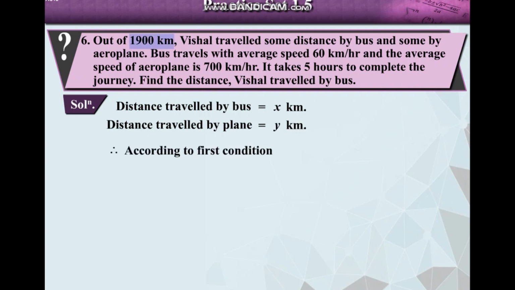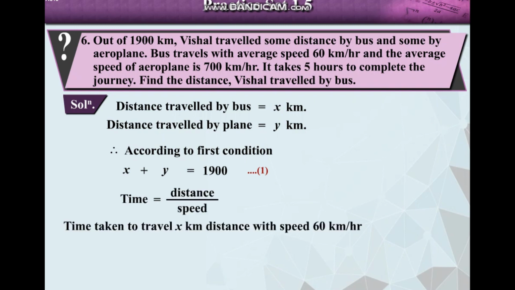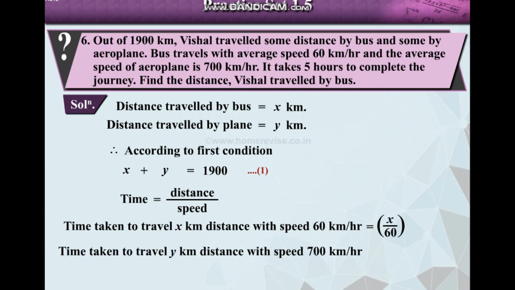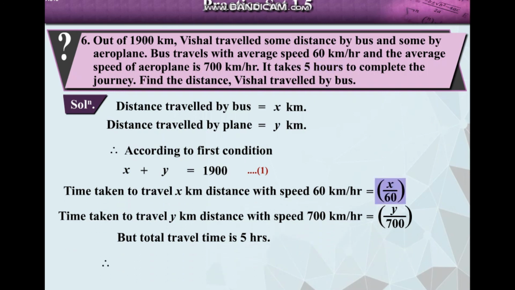Therefore, according to the first condition, x + y = 1900. Equation 1. Time is equal to distance upon speed. Time taken to travel x kilometers with speed 60 kilometers per hour is x upon 60. Time taken to travel y kilometers with speed 700 kilometers per hour is y upon 700. But total travel time is 5 hours. Therefore, x upon 60 + y upon 700 = 5. Equation 2.